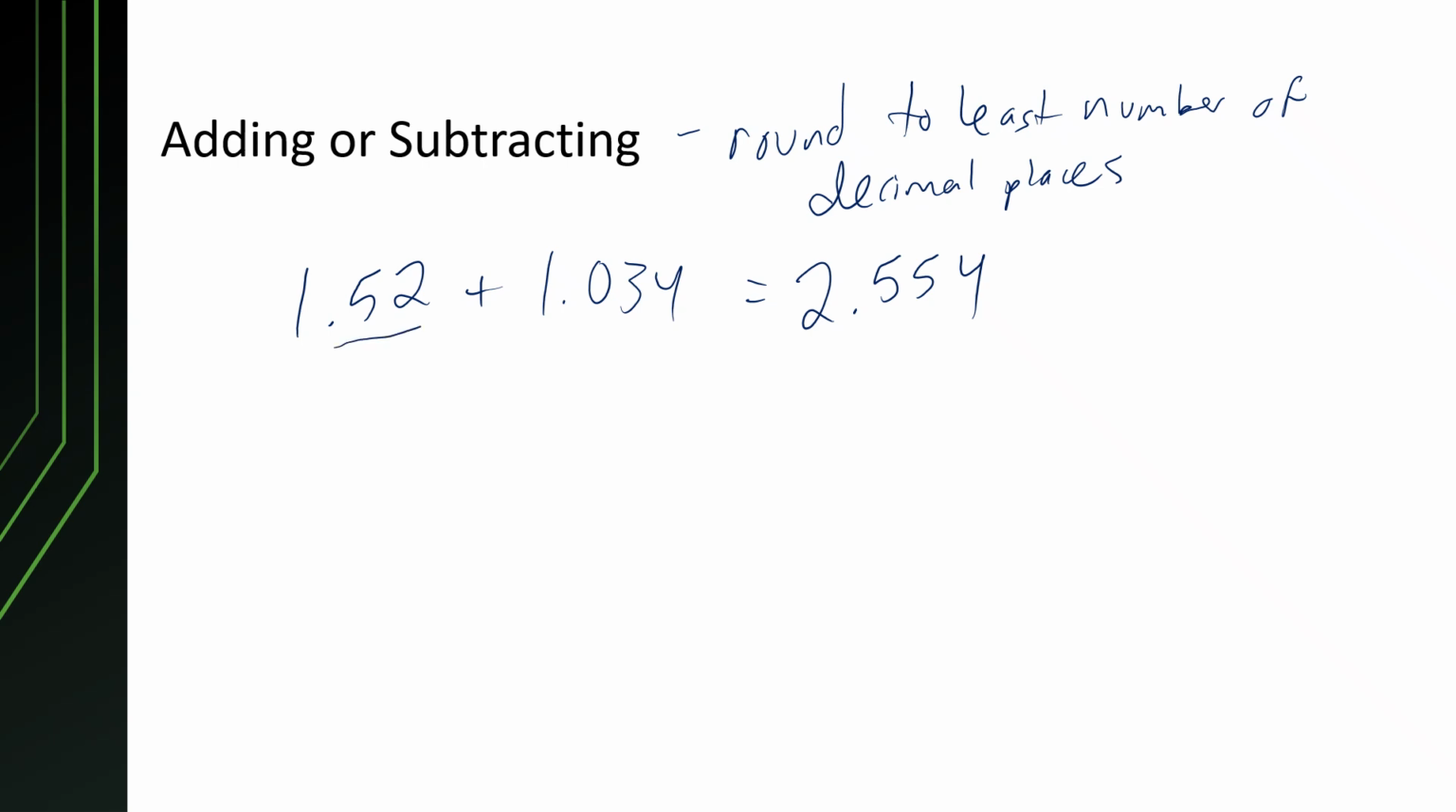So this one has 2 decimal places. This one has 3 decimal places. You always pick whichever one's the smaller number of decimal places. And that's how many decimal places need to be in your answer. So I go 1, 2 decimal places, and you look at the next digit. If it's 5 or higher, you round up. If it's less than 5, you round down. And so you basically lose the 4 in this case because it's less than 5. So 2.55. And so that one has 2 decimal places, just like the least number in my problem. And you can follow that same set of rules whether you're adding or subtracting.